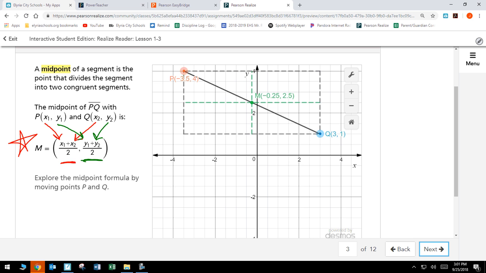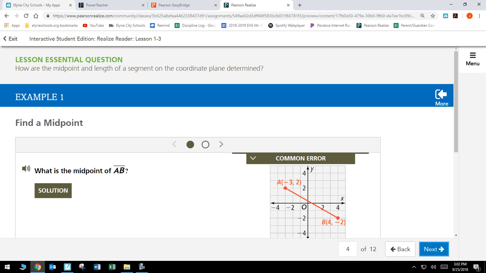Now, you might remember this better if you consider it as taking the average of the x's and the average of the y's. Because remember, in order to find an average, once you've added all your numbers together, you divide by how many you added together. So, to find the average of the x's, you add the 2 and divide by 2. To find the average of the y's, you add the 2 and divide by 2. And this is going to give you the halfway point between x and y.